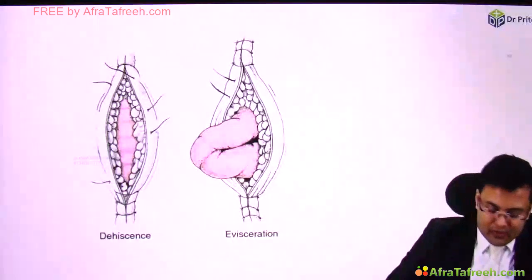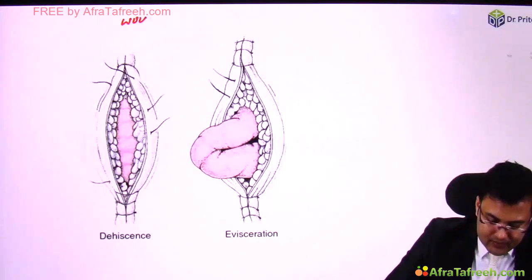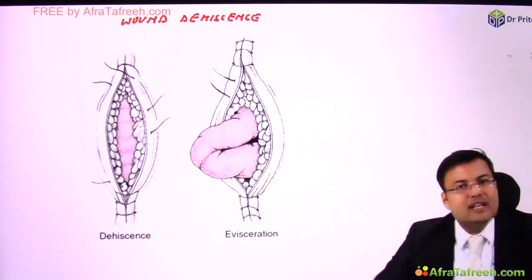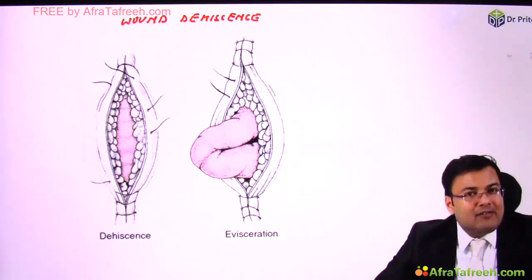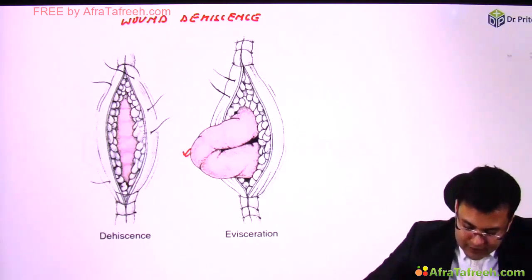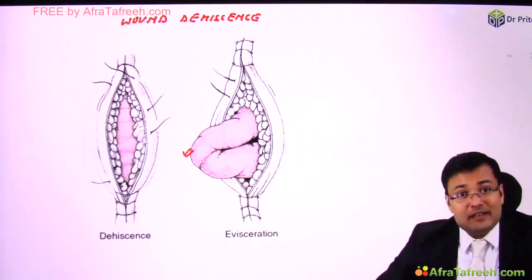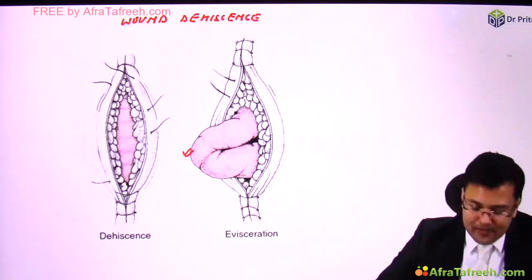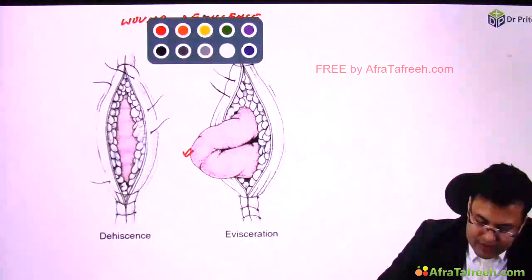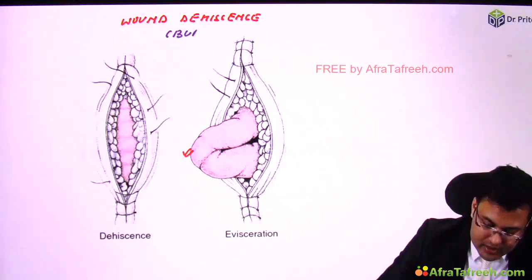Next important topic is wound dehiscence. So you can see, what is this wound dehiscence? It can be partial or it can be total. Second, after dehiscence, if there is extrusion of viscera also, it is known as evisceration. Question is also asked, what is the other name of wound dehiscence? It is also known as burst abdomen.